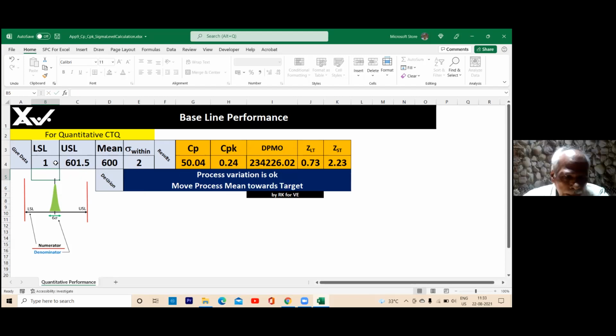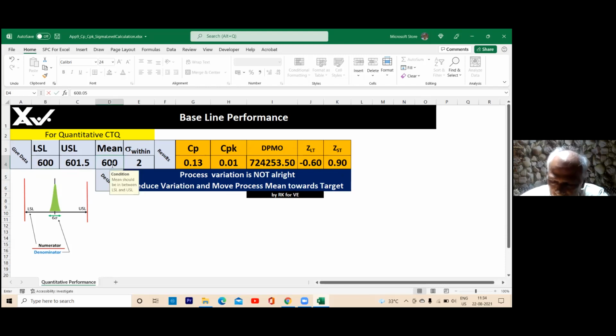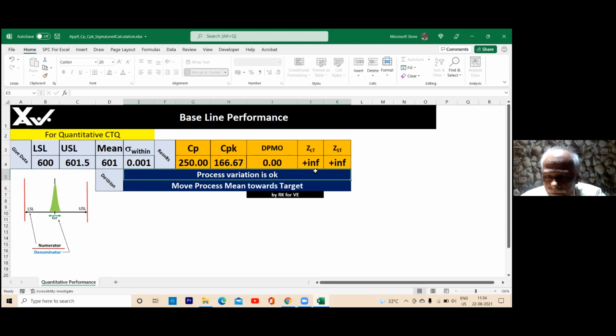Then this is how you do it. You give LSL, USL. I'll give it as 600 here. So 600 is the mean, and ZST is so low. So what I will do is make it 600.5. Right. And then the sigma value, I'll make it 0.001. Then it is plus infinity. All the items are good. Right.